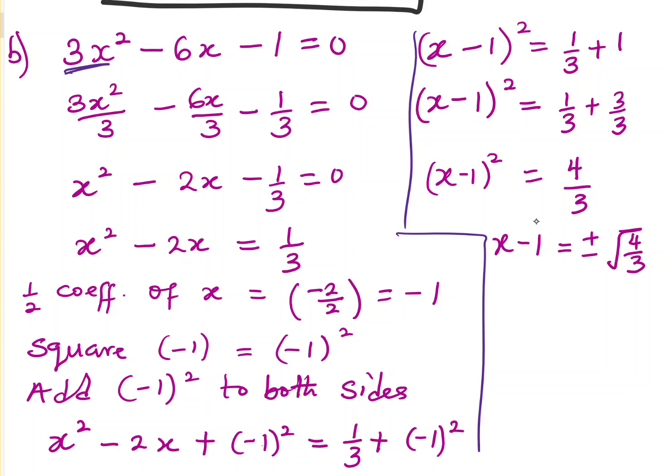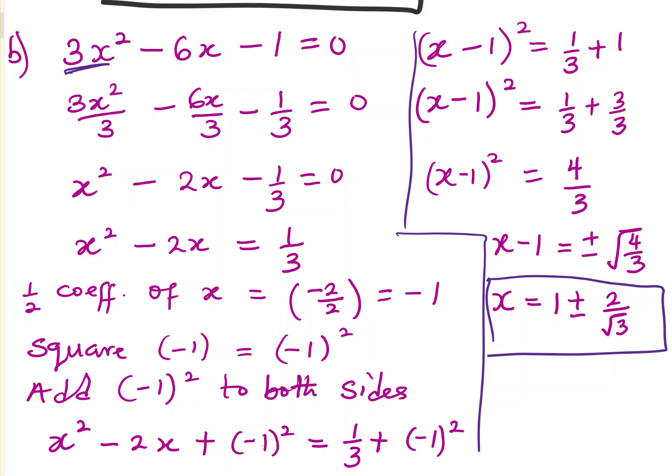And now we can push this negative 1 to the other side to have our x. And that is x equals 1 plus, because of this negative, it becomes positive on getting here. Then plus or minus, we can take the square root of 4, which is 2, and leave this here. And now, the value of our x there is 1 plus 2 divided by root 3, or 1 minus 2 divided by the root of 3.